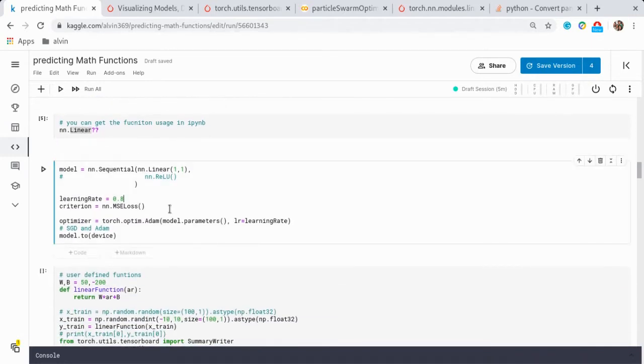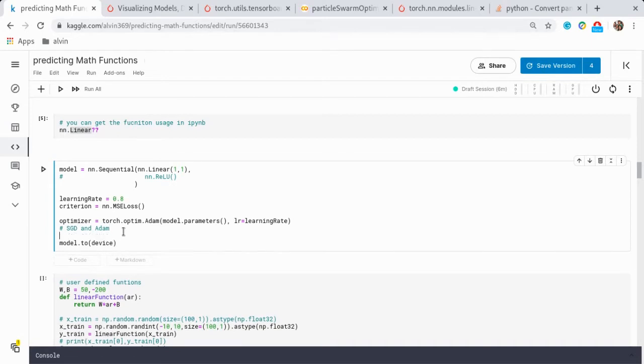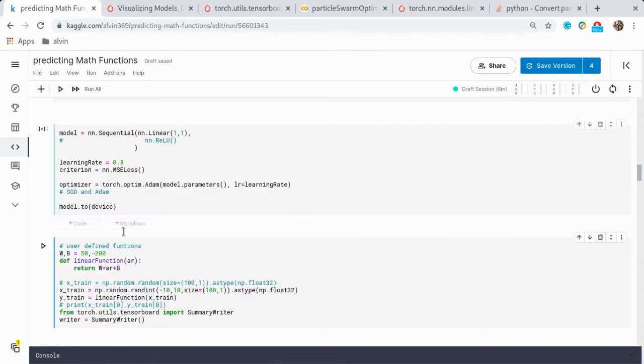At this point we are going to develop a single layer model. It's a single neuron, you can also say it's a perceptron, and we have set the learning rate to 0.8. Adam and SGD, there's an issue I faced earlier and I will show you that. So let's start with running the model.